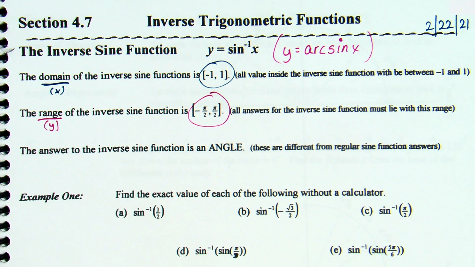Now, is negative pi over 2 to positive pi over 2 all the way around the circle? No. All the way around the circle is what? 0 to 2 pi. So if we're talking all the way around the circle, we have to have some kind of interval that's equivalent to 2 pi. Notice this one is not. Our range, where our outputs for sine are allowed, is negative pi over 2 to positive pi over 2. Flip your notes over to the back side for a moment.